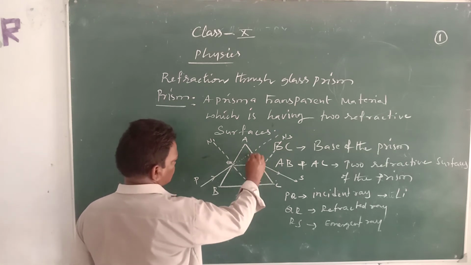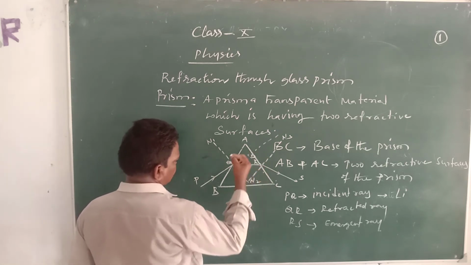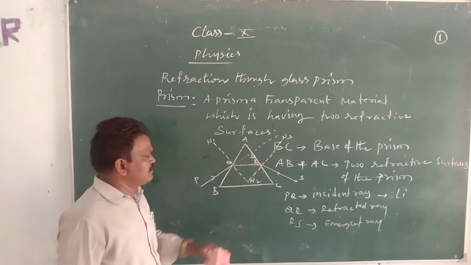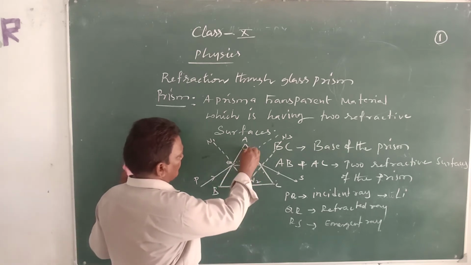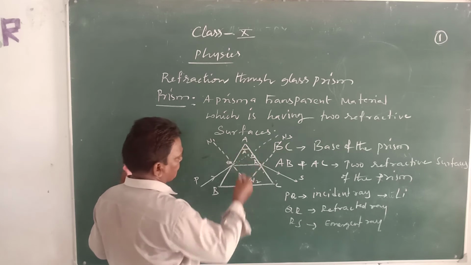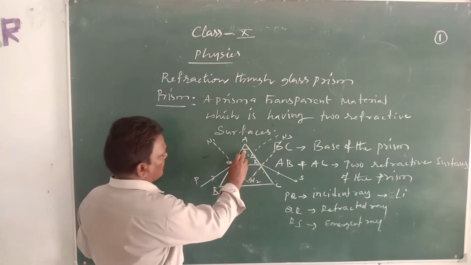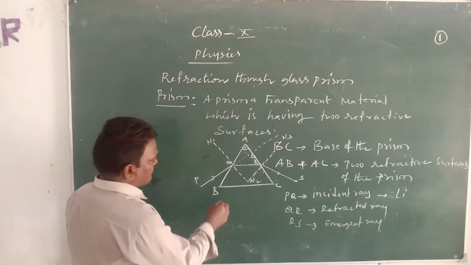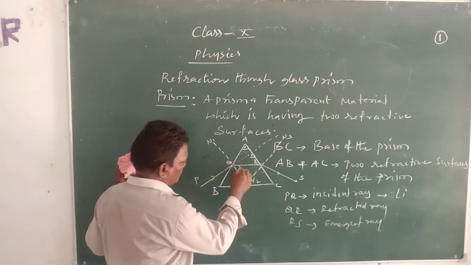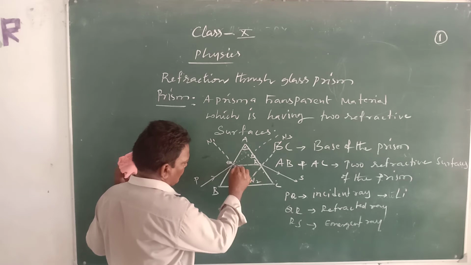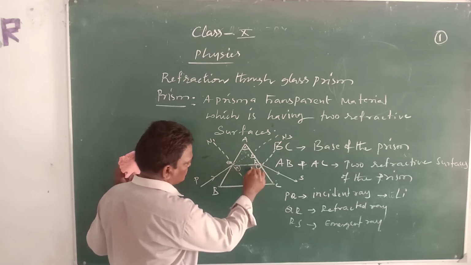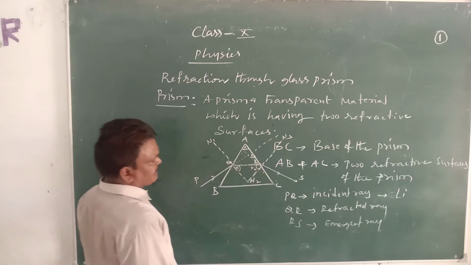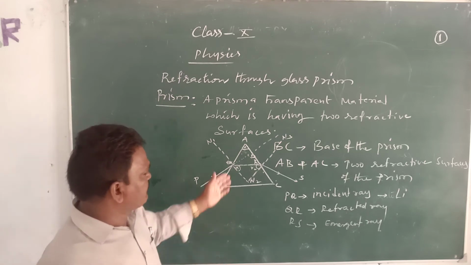This is called the angle of deviation, and this is the angle of the prism. Angle of the prism A. A is the angle of the prism, and here R1 and R2 are the two refracted rays of the prism.